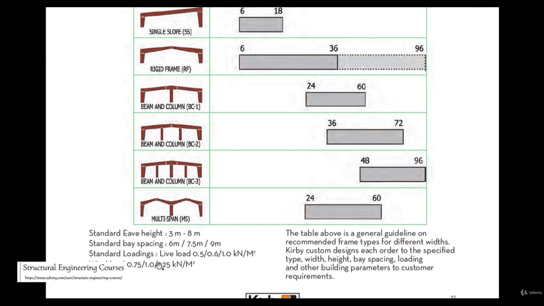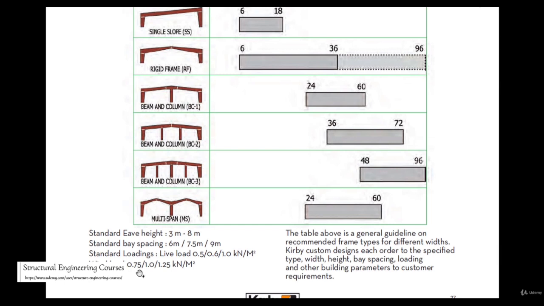After that, standard loadings for live load, we can apply 0.5, 0.6 or 1 kilonewton per meter square. So live load is usually given by the design codes only. It is somewhat lesser in the American standards, that is, they do provide a live loading requirement of 0.57 kilonewton per meter square. But the Indian standard guides us that we need to take 0.75 kilonewton per meter square, reducible as per the slope of the PEB shed.